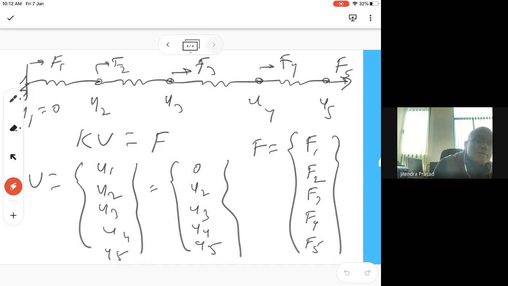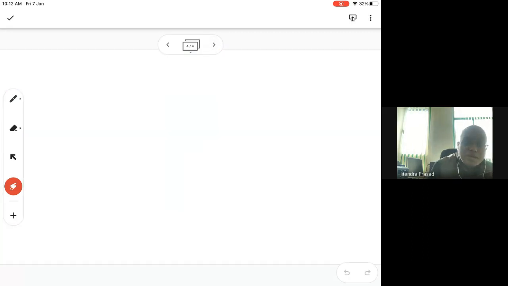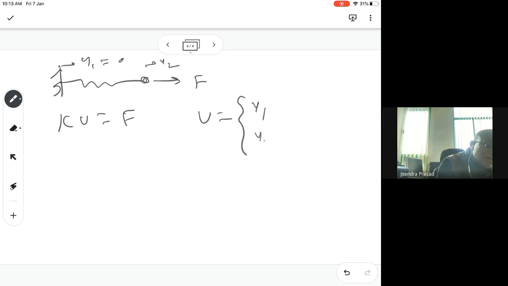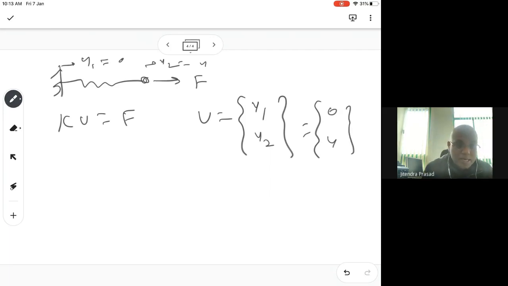And for that, we have to see that if we have only one spring, in that case, what it will be. So if there is only one spring and we have the force like this, then we have Ku equal to F. Here U is U1, which is equal to 0 because it is fixed, and this is U2. So it will be 0, U, right?